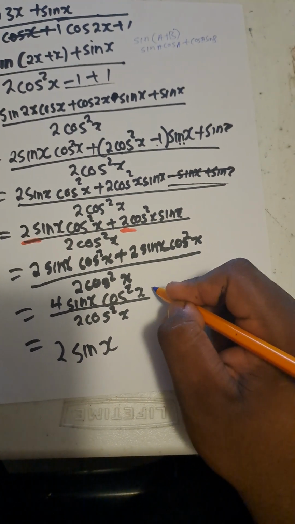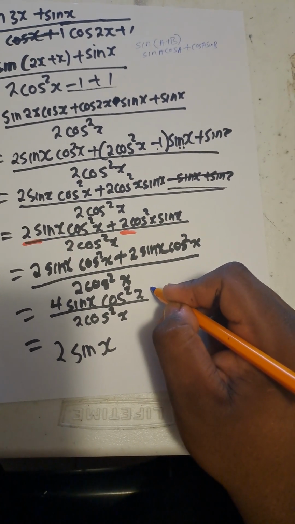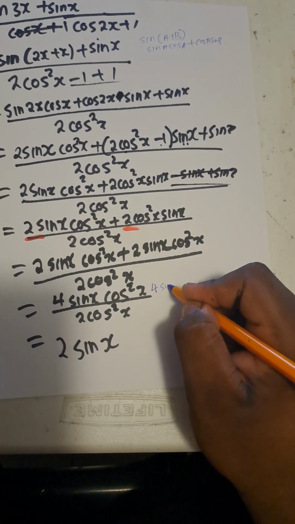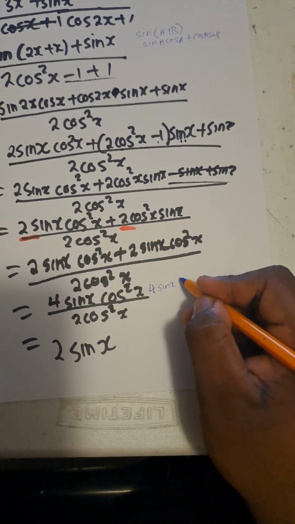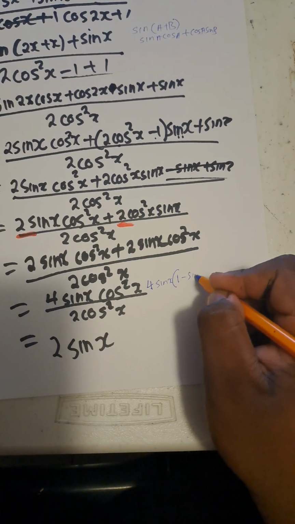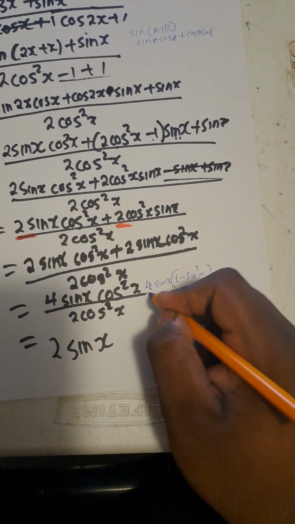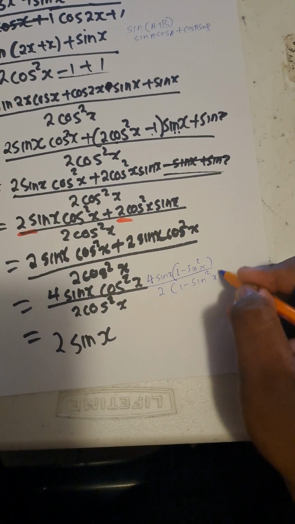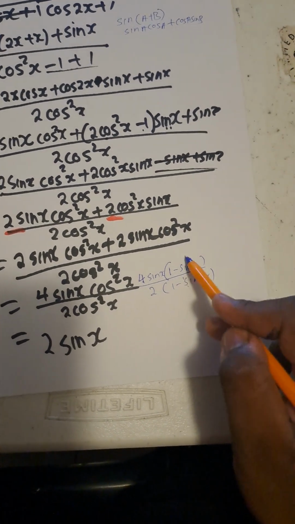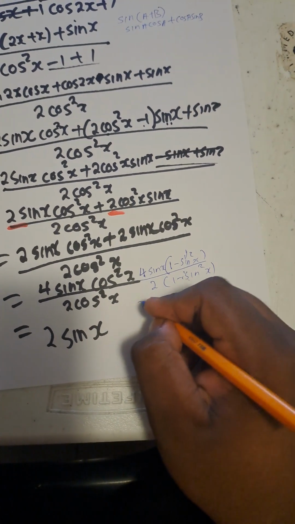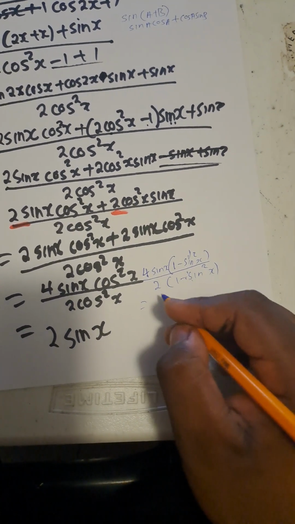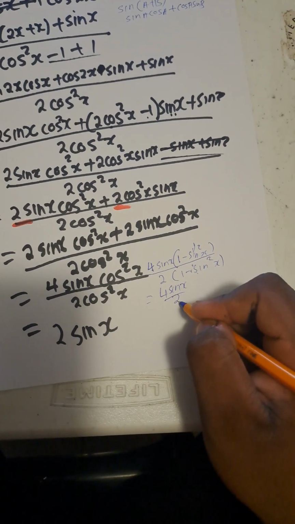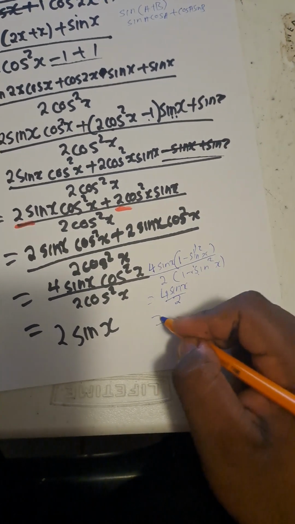So now check something. This one can be written as, on the next step, 4 and then sine x. Cos squared x is the same as 1 minus sine squared x, over 2 times 1 minus sine squared x. And then these ones are going to be cancelled. Then you are going to have them eliminated, and then 4 sine x over 2, and 4 divided by 2 gives you 2 sine x.